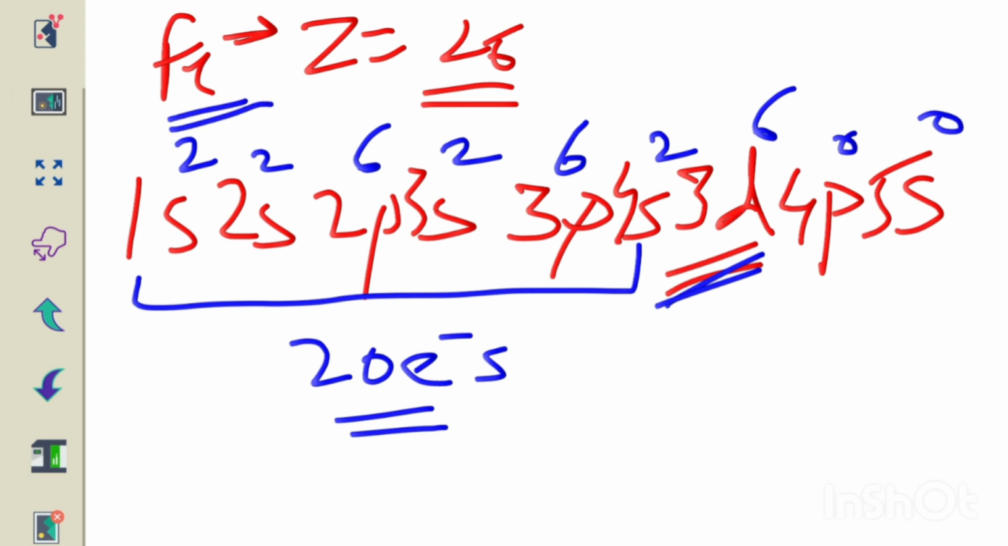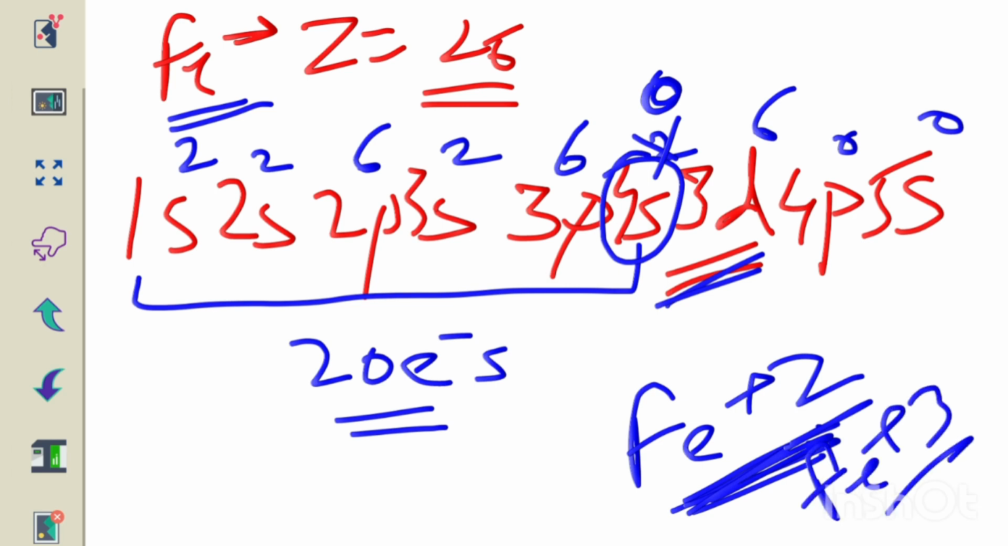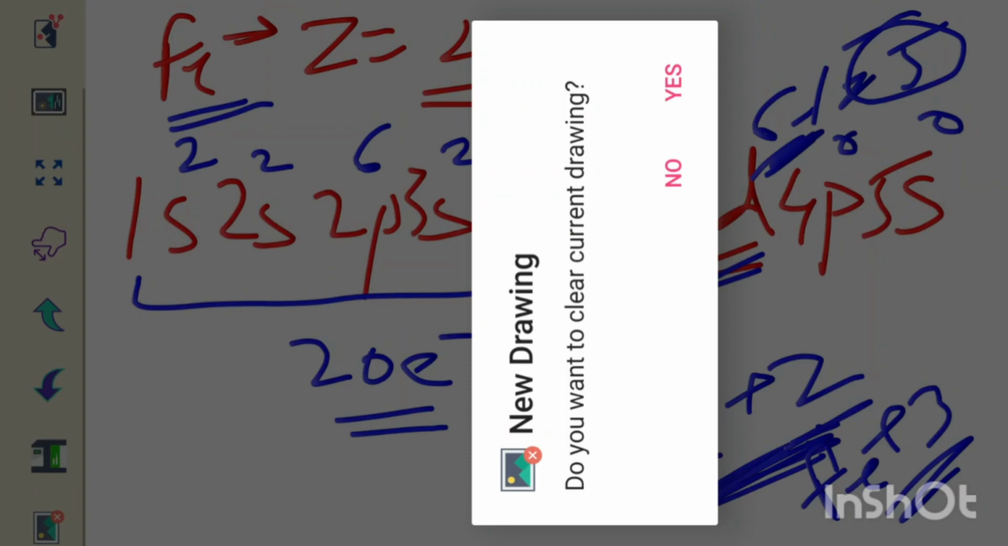If you go for Fe+2, the outermost electrons will be removed to make the cation, from the outermost orbital, that is, the one with the maximum principal quantum number, 4s. So 2 electrons will be removed from here, and the configuration will have 4s0. For Fe+3, the next electron will be removed from 3d: 6 minus 1, it will be 5. So this was all about electronic configuration.